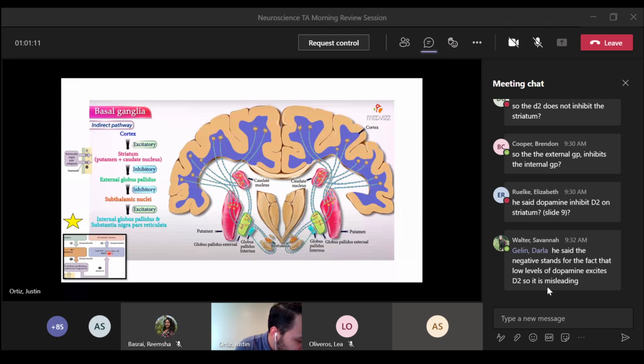So yes, high levels of dopamine will inhibit the D2 neurons, right? Because remember, dopamine, depending on the level, is going to activate different structures. So with high levels of dopamine, D1 neurons are having a party. They love it. With low levels of dopamine, D2 neurons are having a party. They love it. So again, it depends on the level of dopamine.